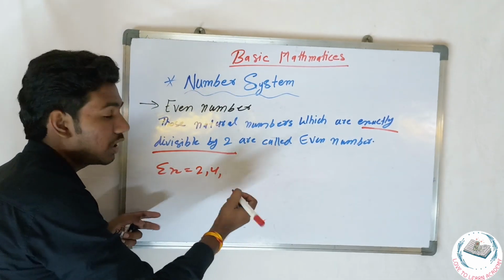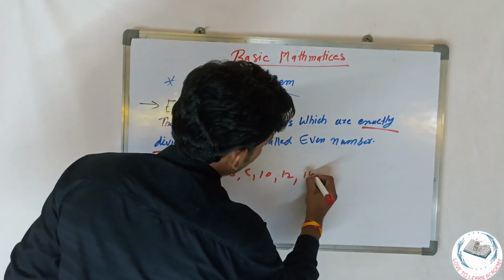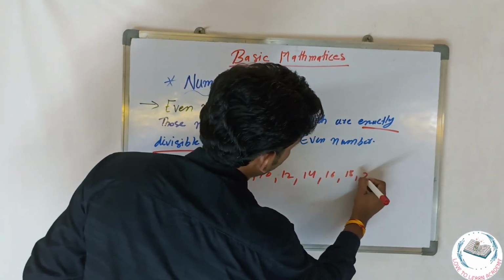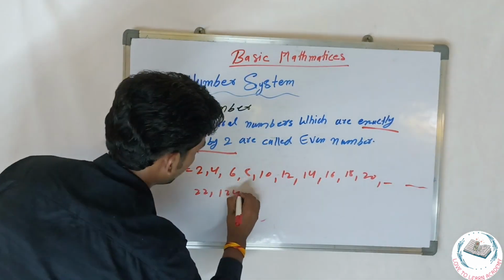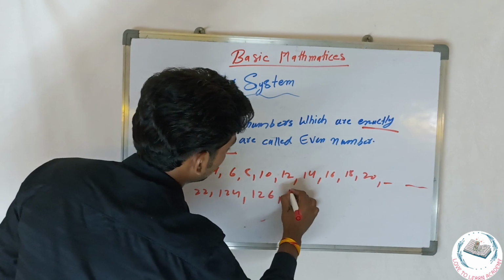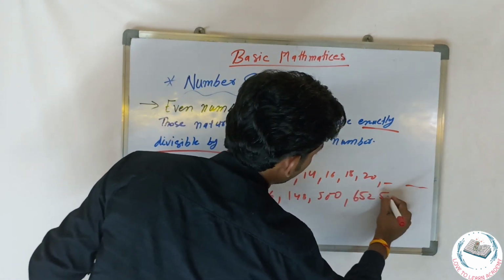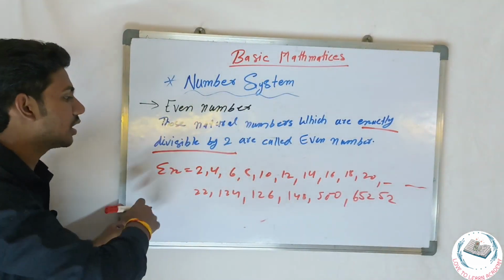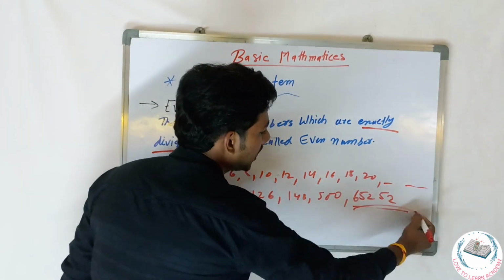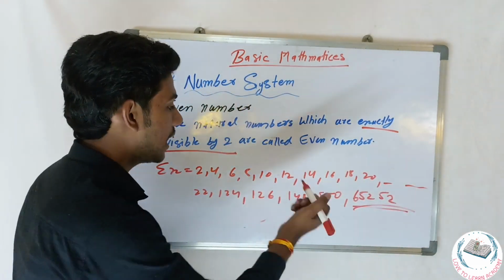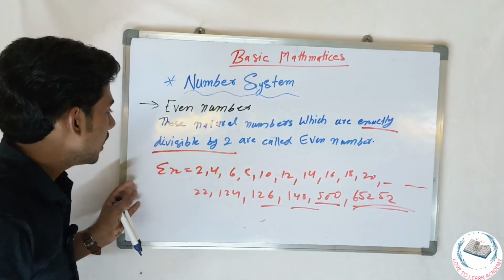You can write 4, you can write 6, 8, 10, 12, 14, 16, 18, 20, or like that 22, 124, 126, 148, 500, 5625. These are the numbers which are known as even numbers. Even number means the number which is divisible by 2. If you see that number, it can be divisible by 2, and this number is also divisible by 2. So it is an even number.